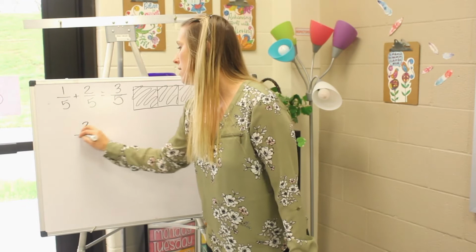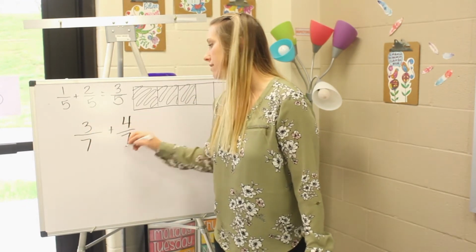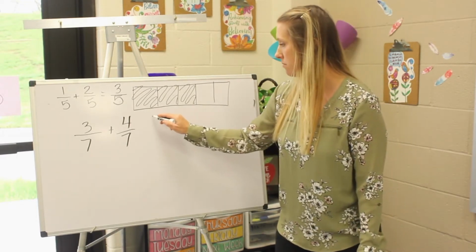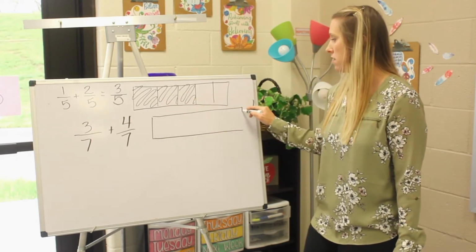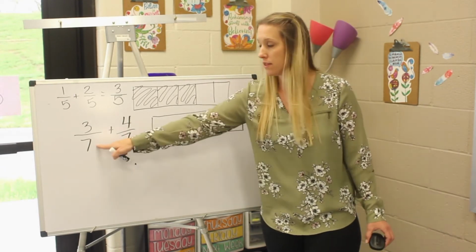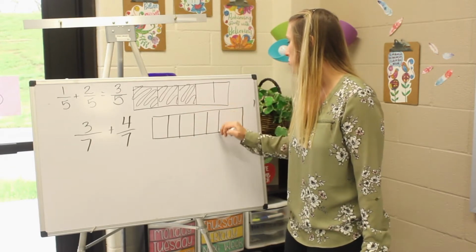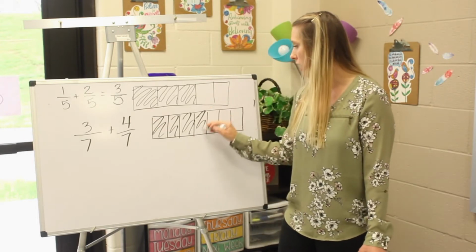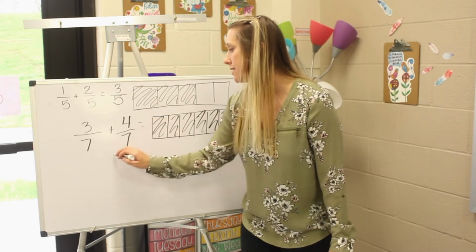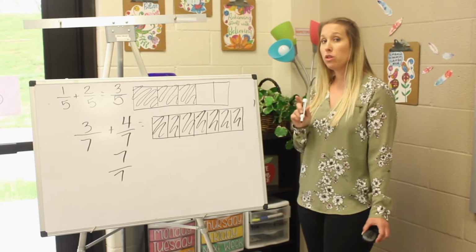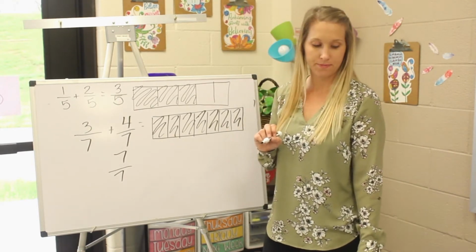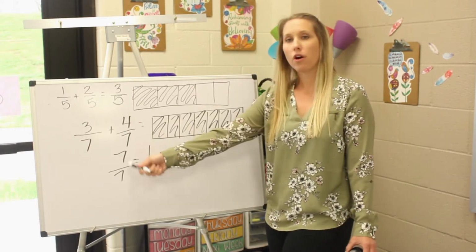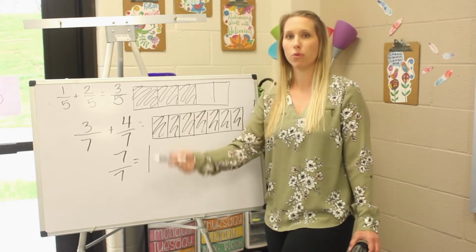One more with a like denominator. I want you to solve 3/7 plus 4/7. Go. Your whole needs to be cut into how many pieces? 7. Your first add-in is 3 out of 7. Your second add-in is 4 out of 7, which gives us 7/7 or 7 out of 7. Can you think of another way we could write 7/7? Did you say 1 whole? That is right. Remember that any number over itself, 7 over 7, 4 over 4, 3 over 3, those all equal 1.